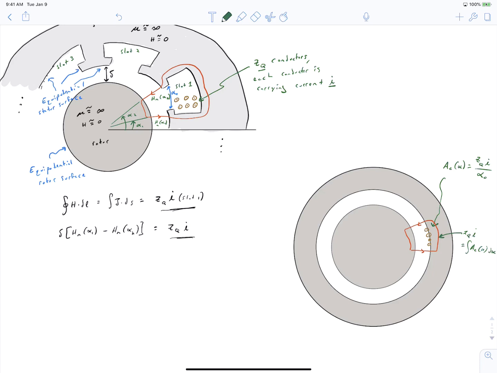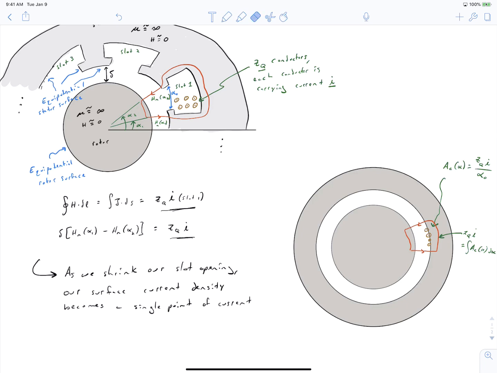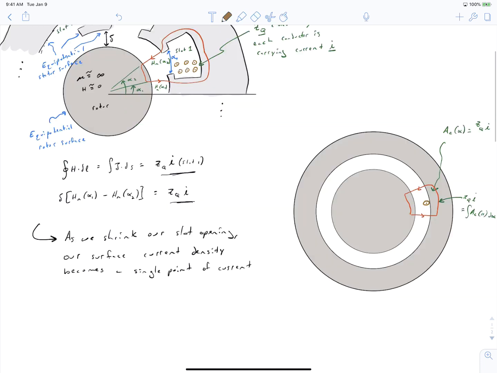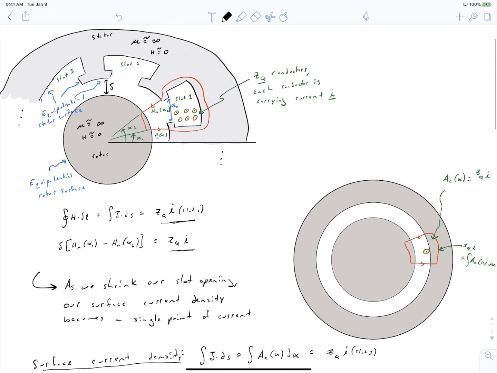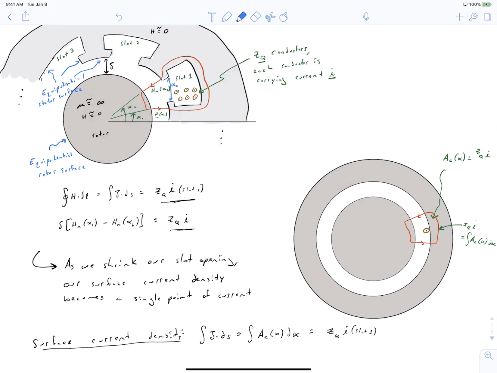over the slot opening. And in fact, we can take this further. We can start to shrink our slot opening down until our equivalent model has just a single point of current located at the center of our slot opening with a total value of ZQI current flowing through it. And again, this surface current density is occurring at the center of the slot opening. So this point right here maps to where this is occurring.